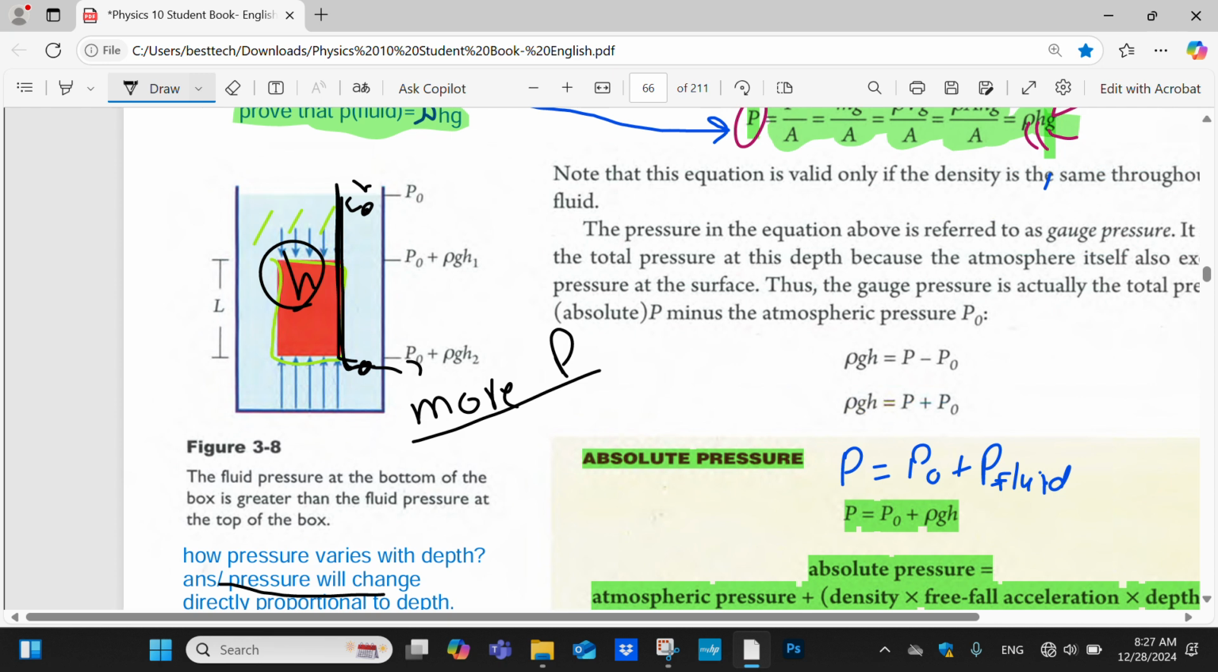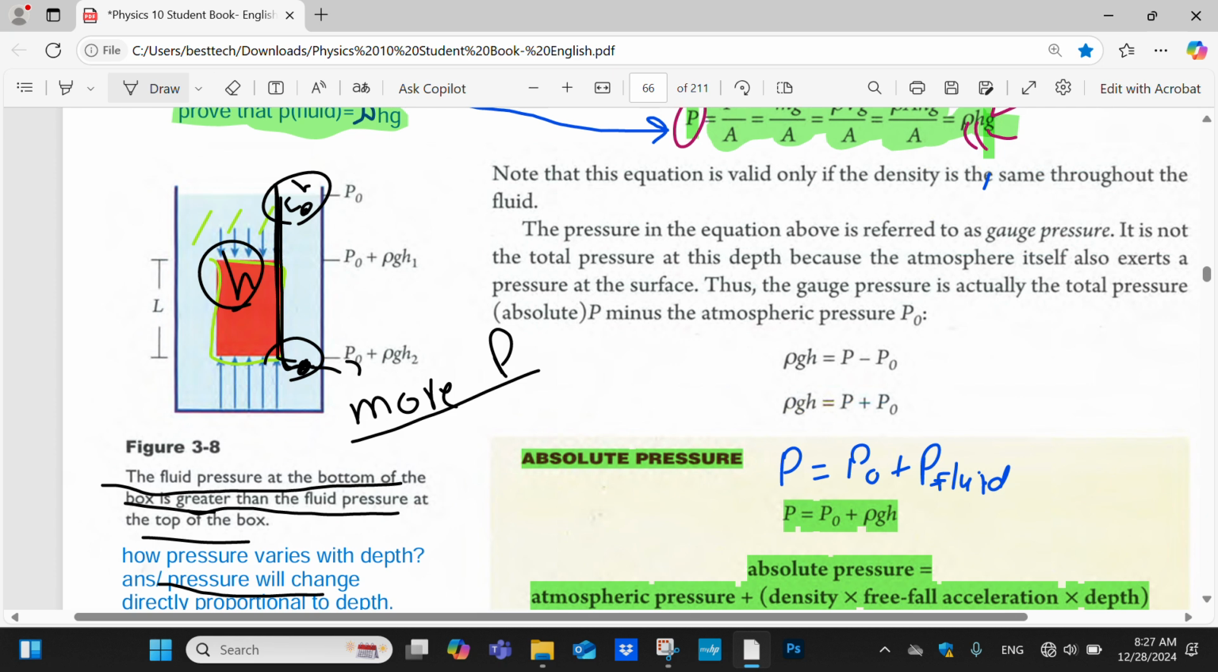Even here it is written that the fluid pressure at the bottom of the box is greater than the fluid pressure at the top of the box. So the pressure here is greater than that one, because the relation between H and pressure is directly proportional.